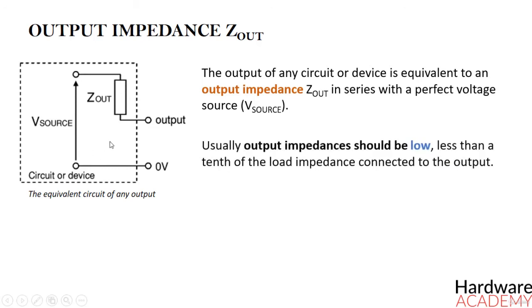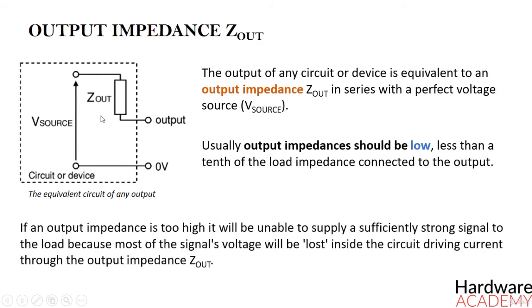Usually output impedances should be low, because otherwise, if an output impedance is too high, it will be unable to supply a sufficiently strong signal to the load, because most of the signal's voltage will be lost inside the circuit driving current through the output impedance. This load here could be a single component or the input impedance of another circuit.